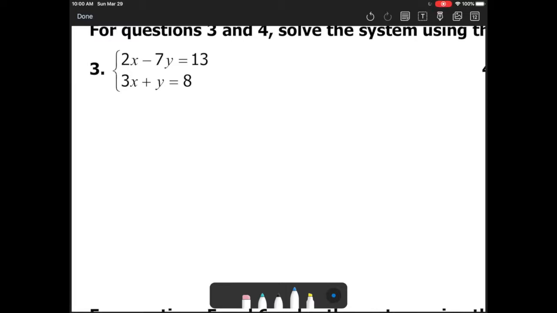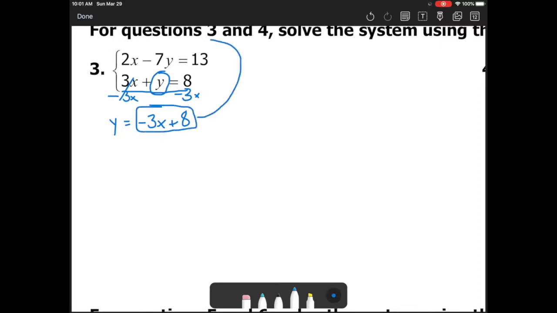When you're looking at your 2 equations, what you want to look for with substitution is an x or y value that has a coefficient of 1. This equation would be very easy to solve for y because all I would need to do is subtract 3x on both sides. And I have y equals -3x plus 8. See, done. Now, if I know that y is equal to this, I can take this and substitute it into the first problem where it says y.